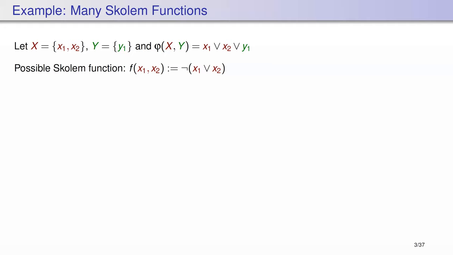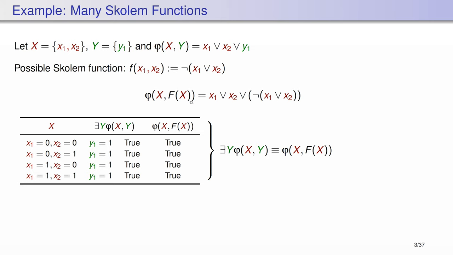Now if I give you the following specification, you may as well ask, okay, what's a possible implementation for this specification? One such possible function is essentially not of x1 or x2. Let's try to check if this is indeed a correct function. So what do we do? We go and substitute y with the function that we have. So what we have done is to substitute y with not of x1 or x2.